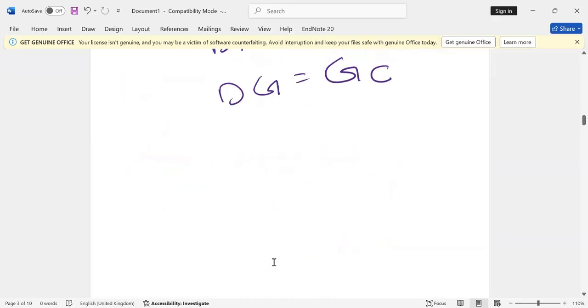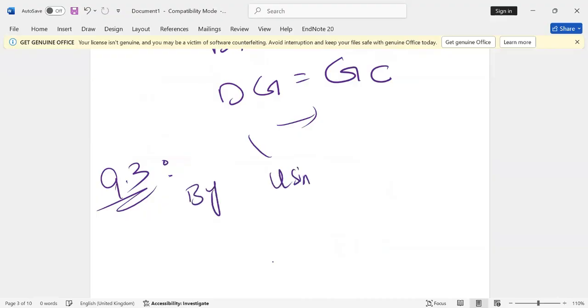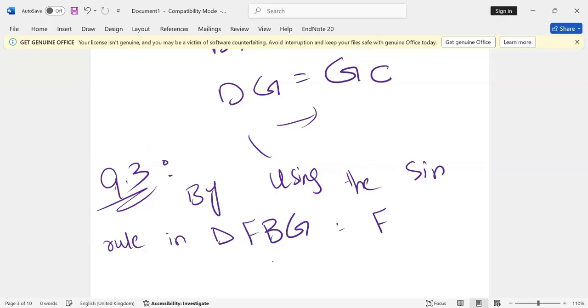So let's move to question number 9.3. Okay, in 9.3 we have to calculate the length of BG, and the radius is given, that is 20. Okay, so we use the sine rule in triangle FBG, okay, and FB equals 20.